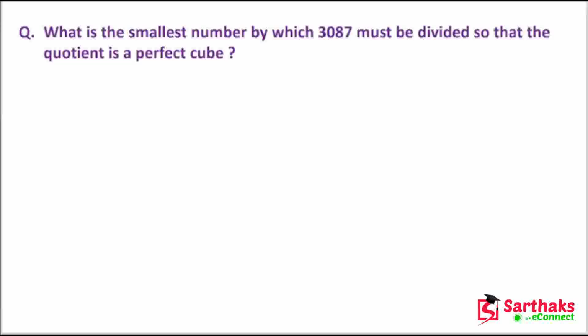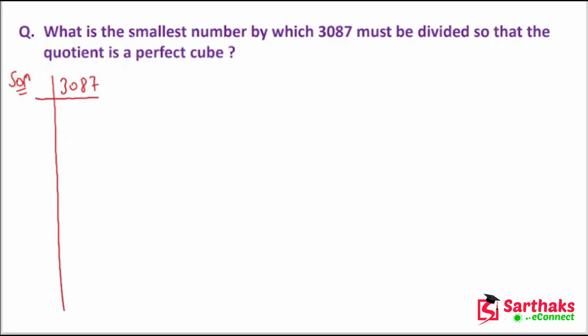Similarly, we have one more question which says, what is the smallest number by which 3087 must be divided so that the quotient is a perfect cube. So now it is asking for division so that the quotient is a perfect cube. So let us solve it. Let us first of all find why 3087 is not a perfect cube, and then we will be able to identify what is the number which is needed here.